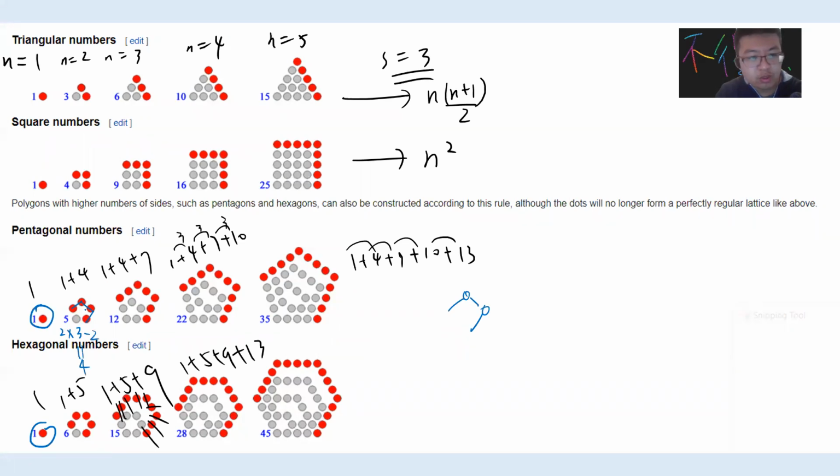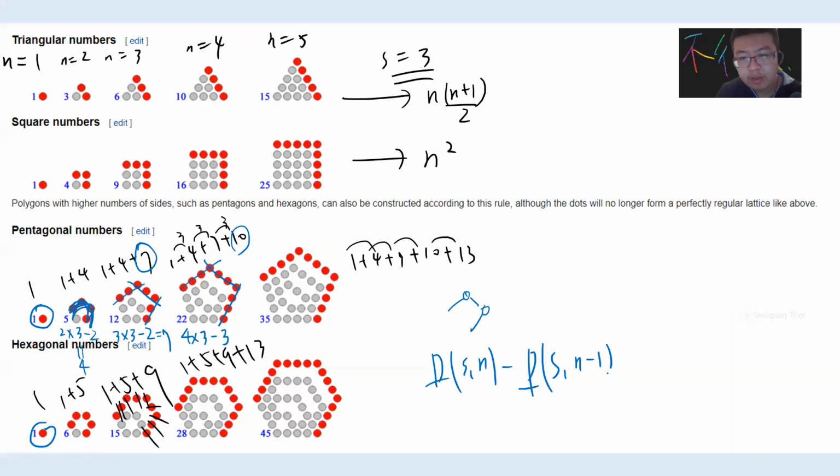So I get 4. So the second layer will be 4, and then for the third layer I get 3, 3, 3, right? So I get 3 times 3, but there is an overlap, so I should minus 2. I get 7. For the fourth layer, I get 4 times 3 minus 3, so it's 10. Okay, so from this I get this very simple rule. I know that P_{s,n} minus P_{s,n-1} will be the nth layer, right? So it will be n times (s minus 2).